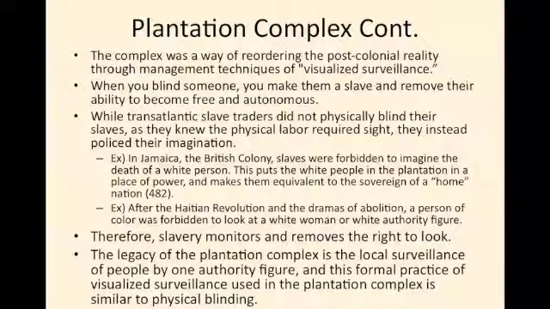Another example is after the Haitian Revolution and the dramas of abolition. A person of color was forbidden to look at a white woman or a white figure of authority, and therefore slavery monitors and removes the right to look. The legacy of the plantation complex is the local surveillance of people by one authority figure, and this formal practice of visualized surveillance used in the plantation complex is similar to physical binding.